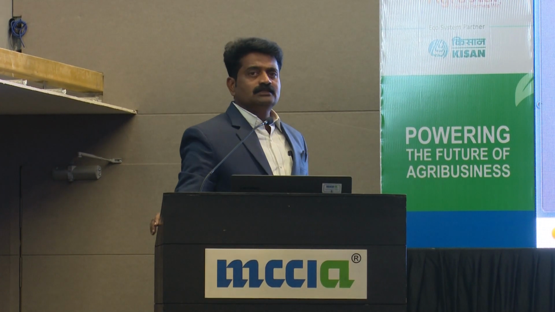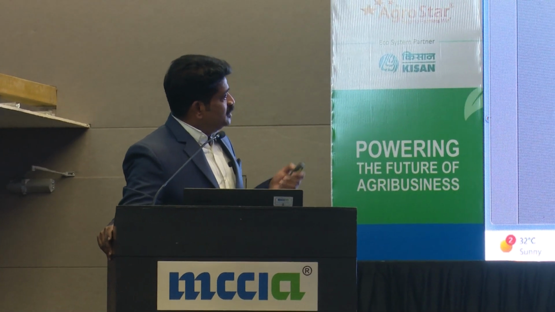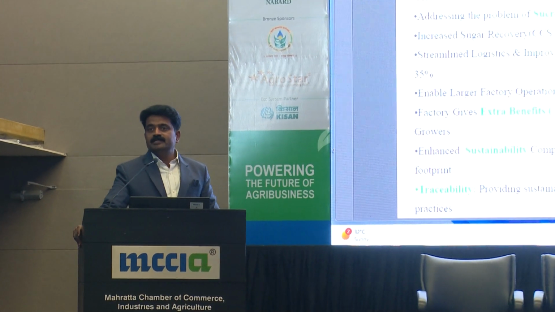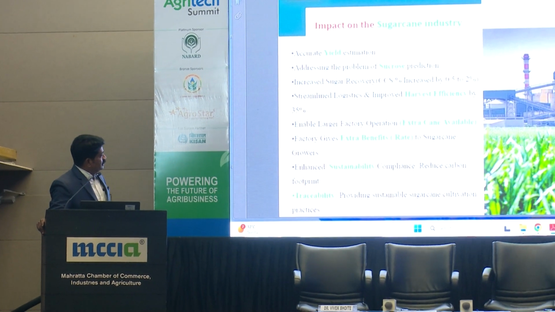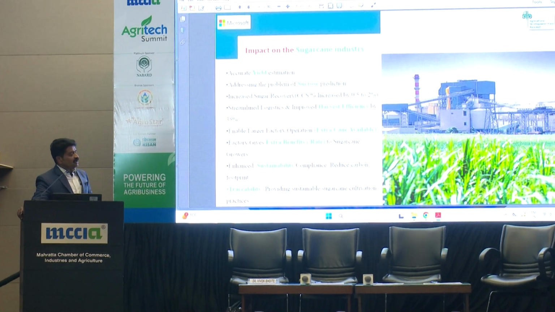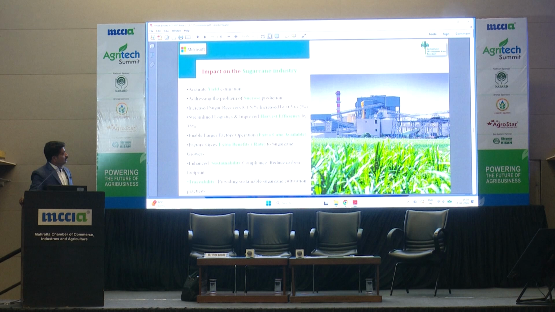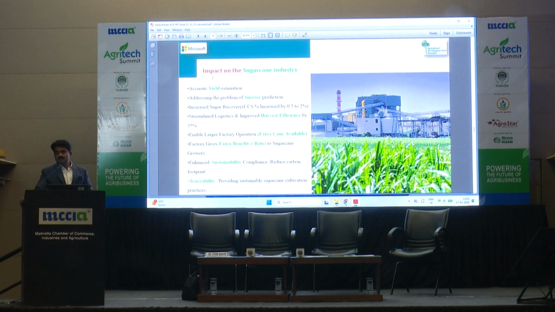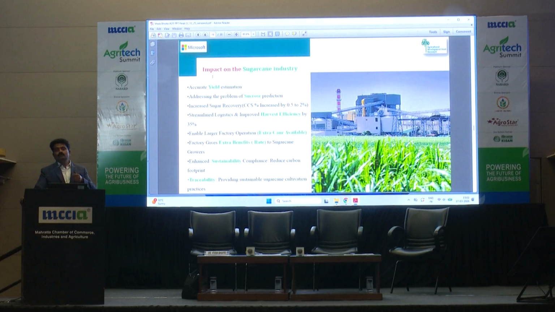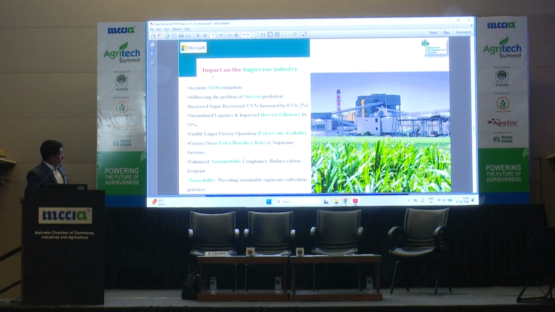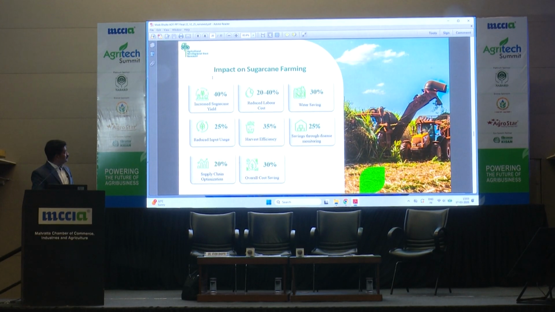Overall impact is that, no doubt, when we apply all SOPs and good agriculture practices, we get good results. Here the system also predicted the sucrose percent. Second, the sugar recovery increased by 0.5 to 1.2, with a margin of error of about 2%. We can't change the varietal characteristic, but due to good management practices, the recovery has also increased. And all other factors are very effective. So this is the overall impact on sugarcane farming.